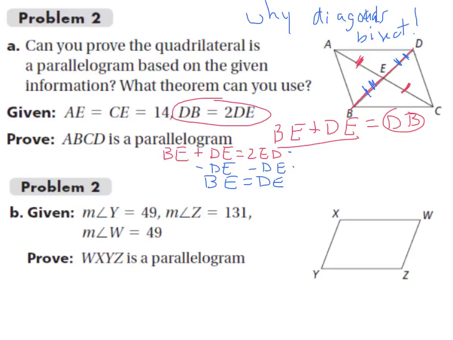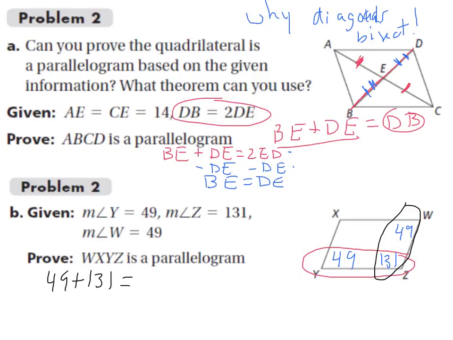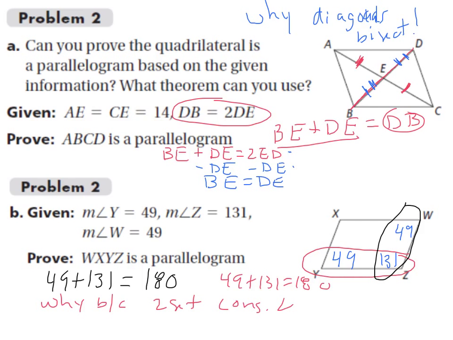So if I look at my second one, I'm going to label information given. So 49, C is 131, and W is 49. In order to make this a parallelogram, 2 sets of consecutive angles have to be supplementary. So first I'm going to check these 2, and then I'm going to check these 2. So 49 plus 131 is going to be equal to, you got it, 180. So since that is equal to 180, my red 49 plus 131 will be equal to 180. Now, why is this a parallelogram? Because 2 sets of consecutive angles are supplementary. So just showing your work is not good enough. You also have to tell me why this is a parallelogram.